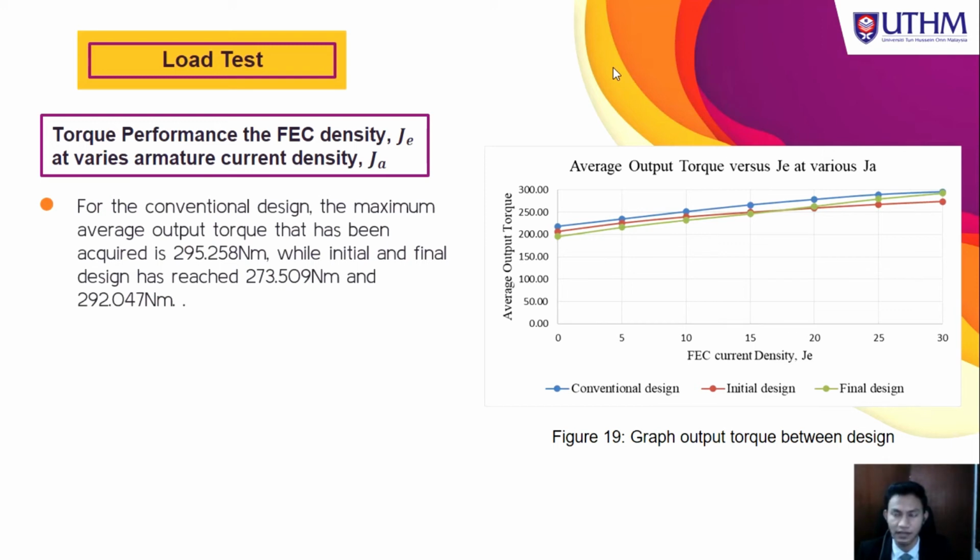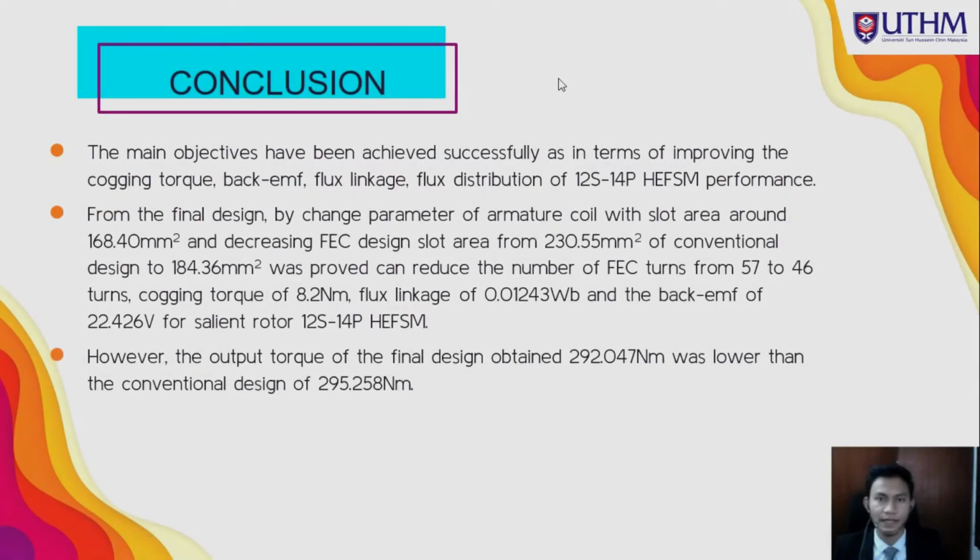So this is for the load test analysis between designs for output torque, which are conventional, initial, and the final design. From the previous slide, it shows the final design output torque graph. This graph shows the comparison between the designs. Basically, for the conventional design, the maximum average output torque produced is 295.258, which is higher than the initial and final design. The initial produced 273.509 and the final design produced 292.047 torque.